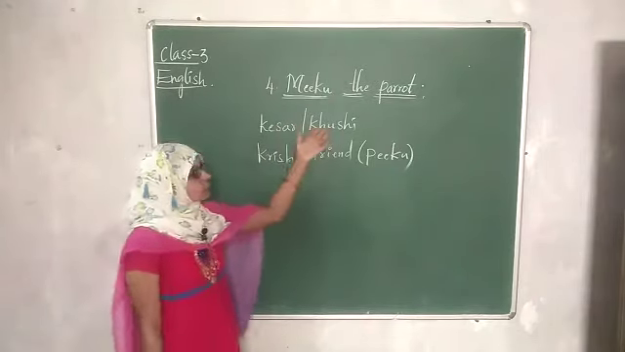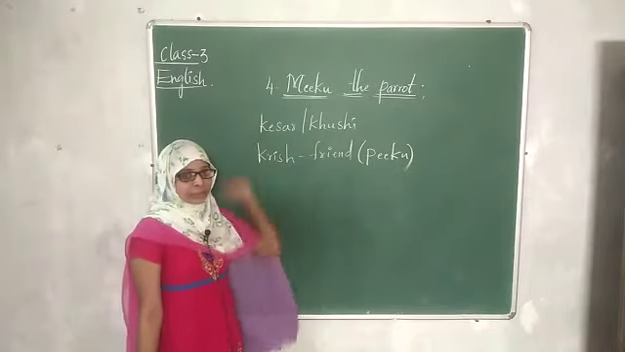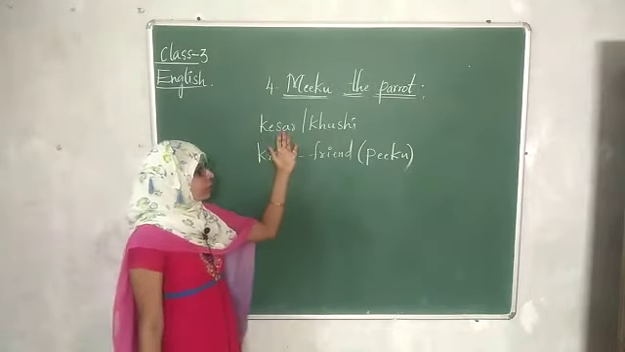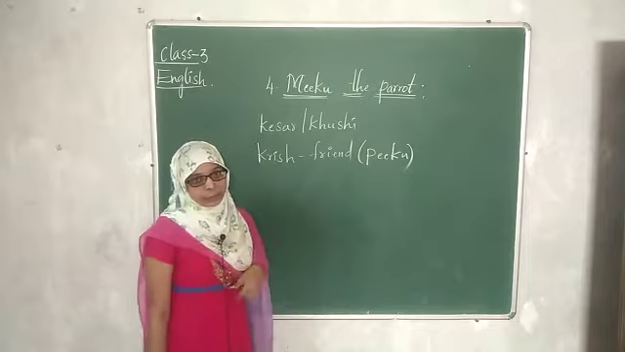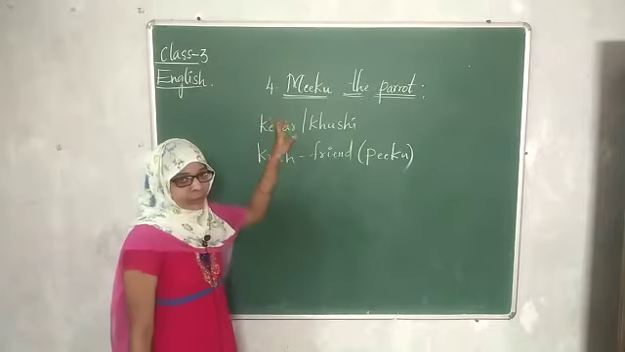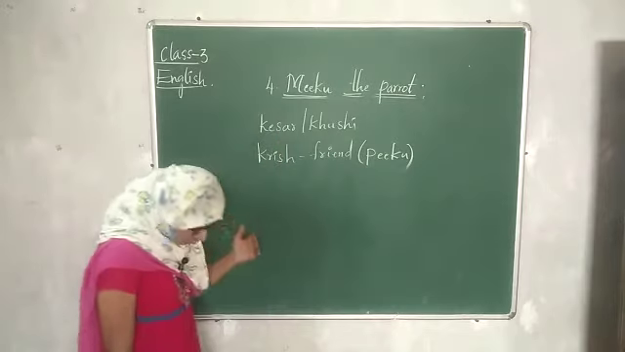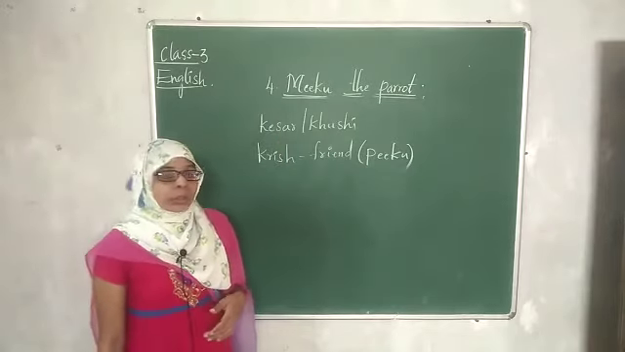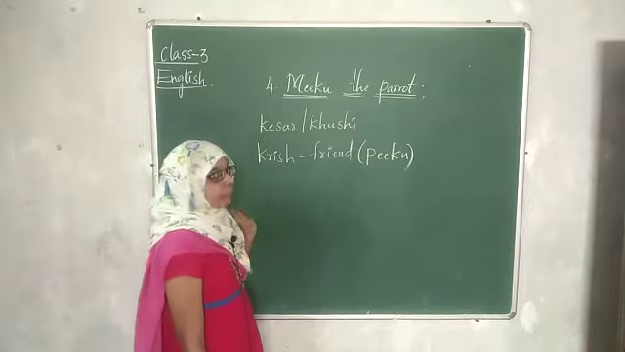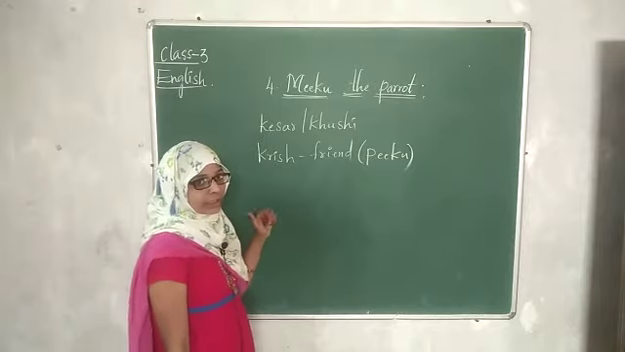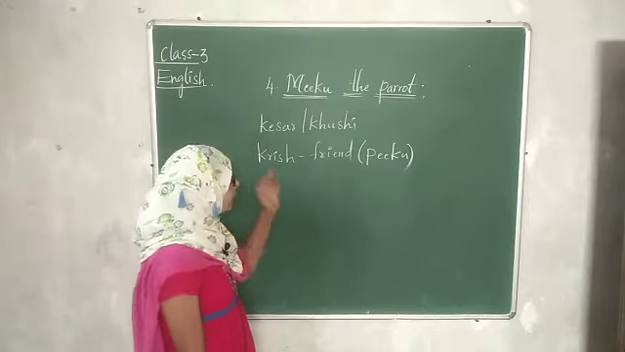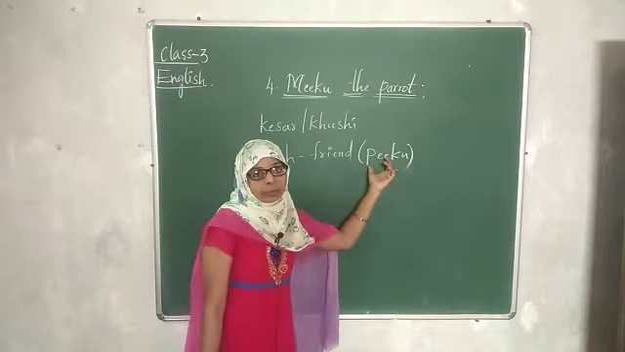So Kesar and Khushi are brother and sister, and Krishi is the friend of Kesar and Khushi. Okay, both Kesar and Khushi are brother and sister. They are siblings, and Krishi is their friend. Krishi has a pet at home. What is the pet? That is a pet bird, a parrot, whose name is Meeku.